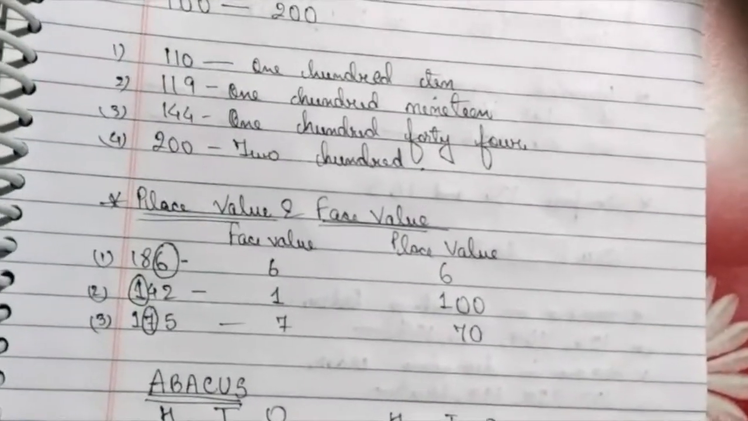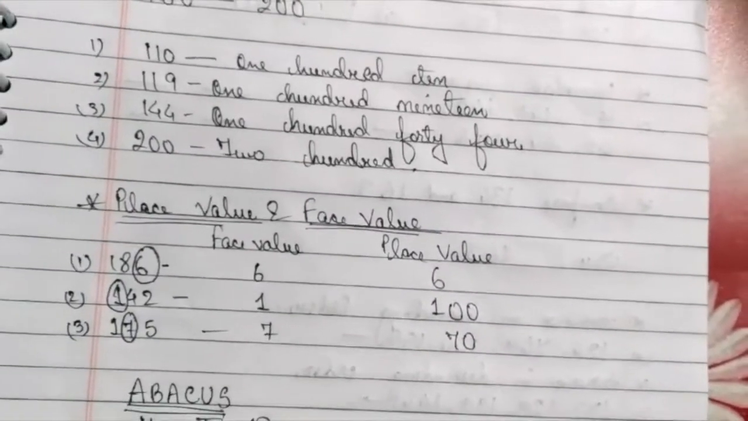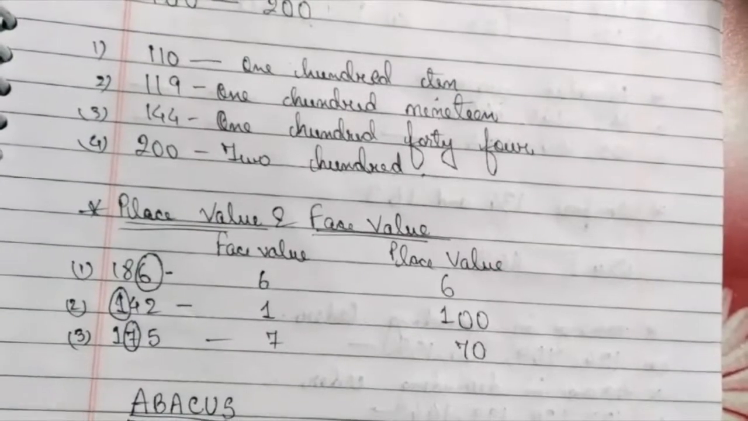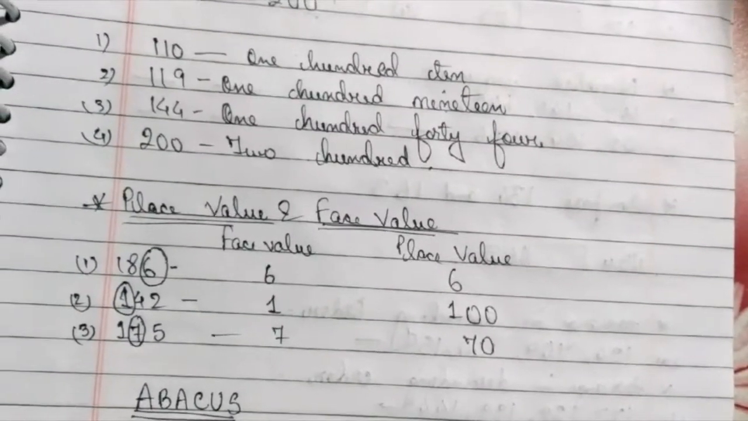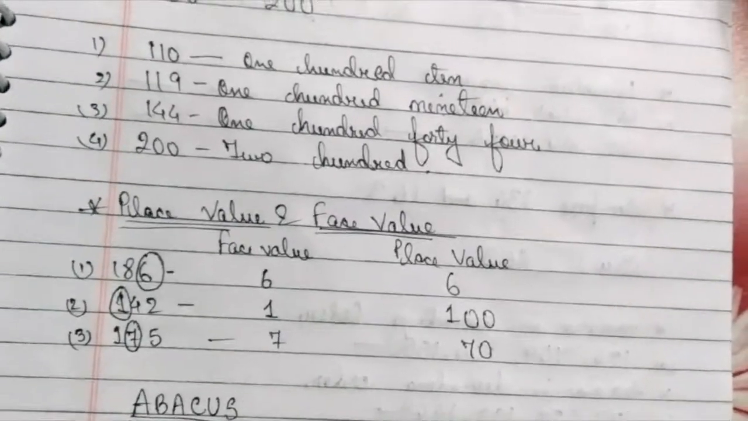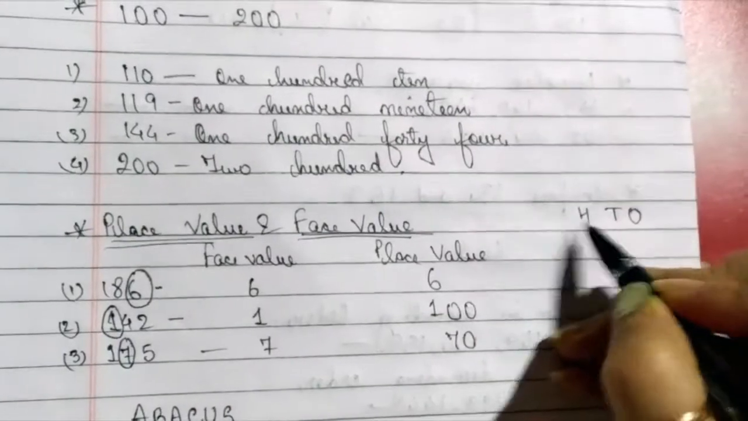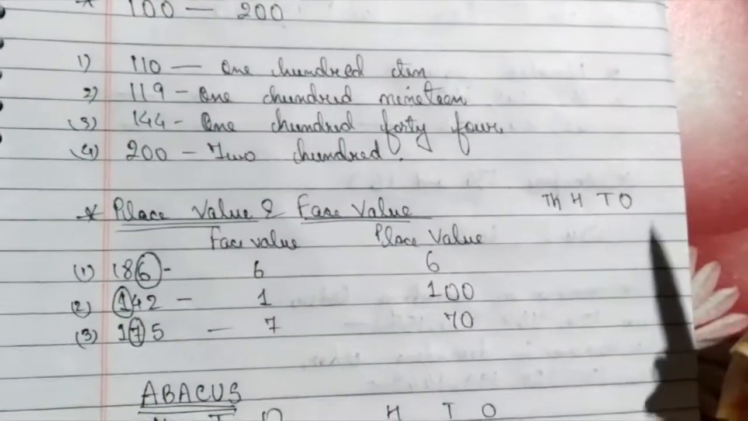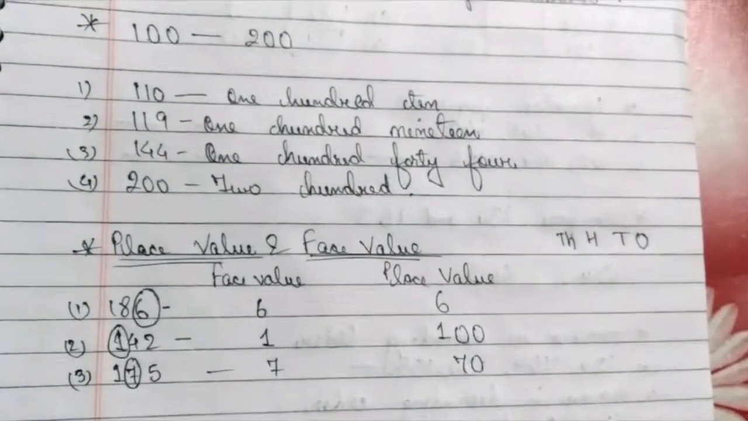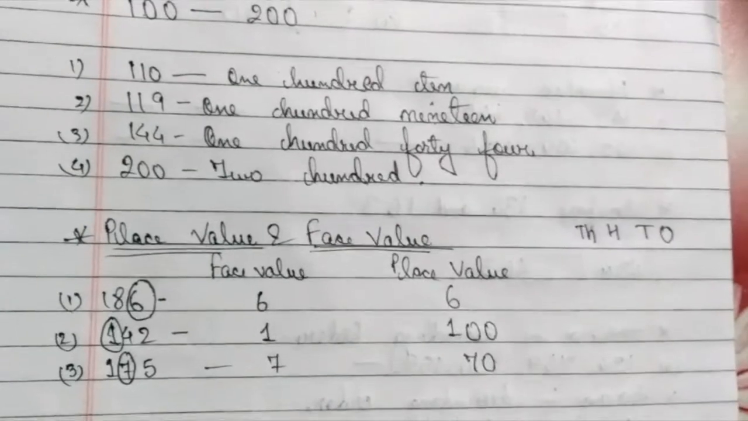Now, place value and the face value. So what is the place value and what is the face value? The place value of a digit in a number is the position of the digit in the place value chart. We know the place value chart, it comes from ones, tens, 100, 1000 and like this it goes on and on. Okay. And the face value of a digit in a number is the number itself.